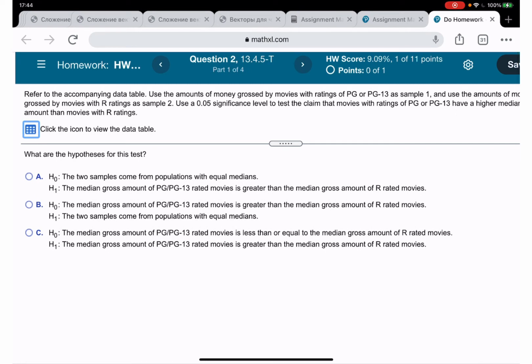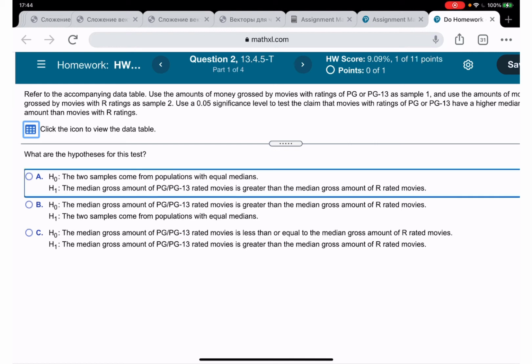So there are so many similar ones, so we need to read carefully not to choose the wrong one. Two samples come from populations with equal medians. Yeah, this is the only one. And median gross amount of R-rated movies greater than median gross amount. Okay, A. Let's check.